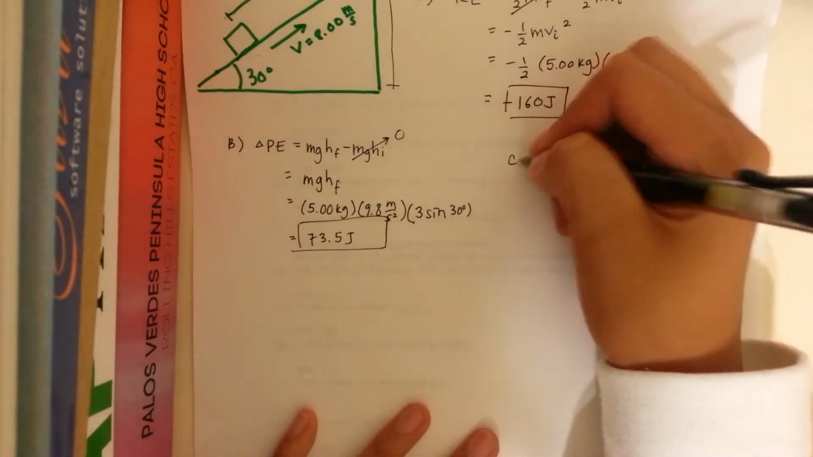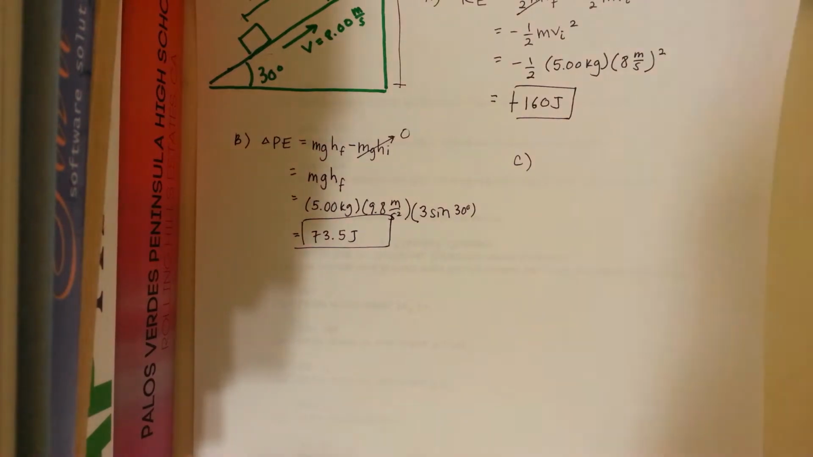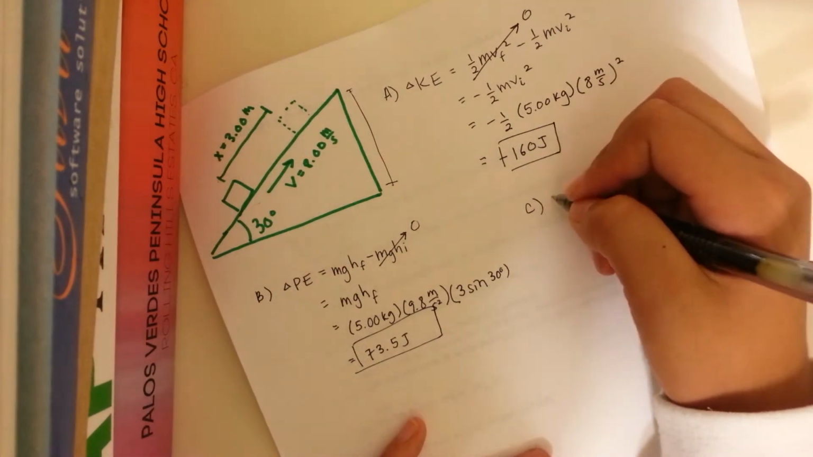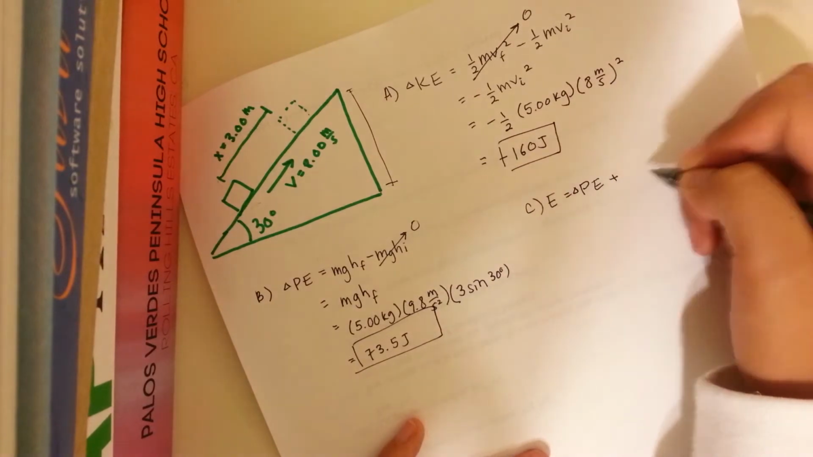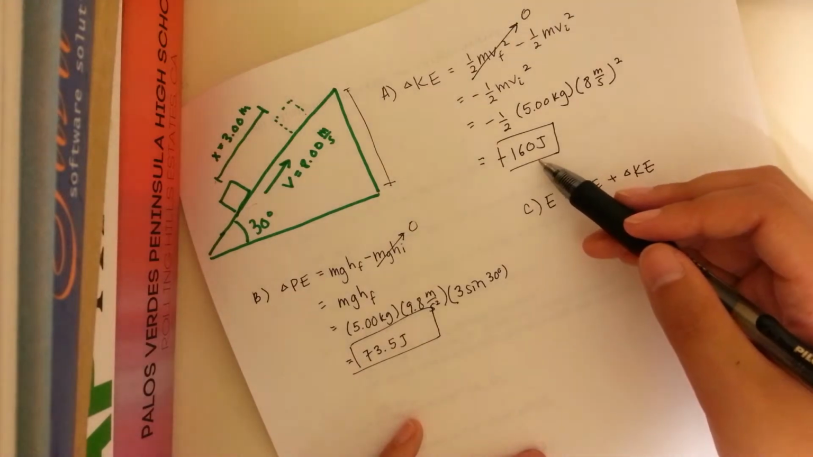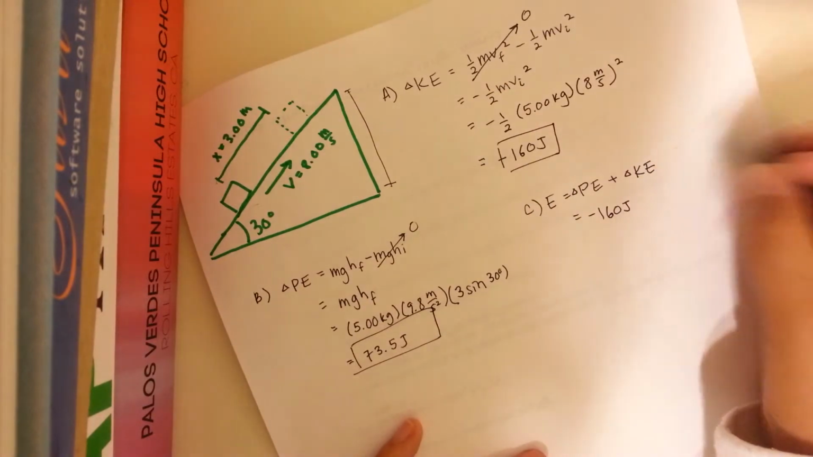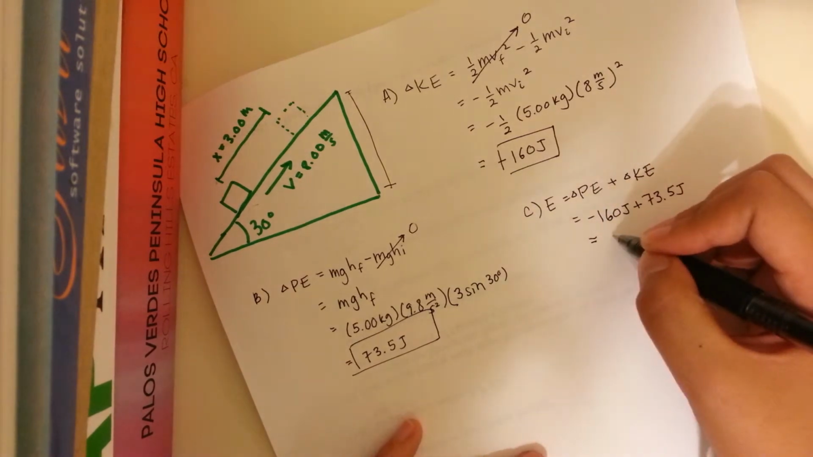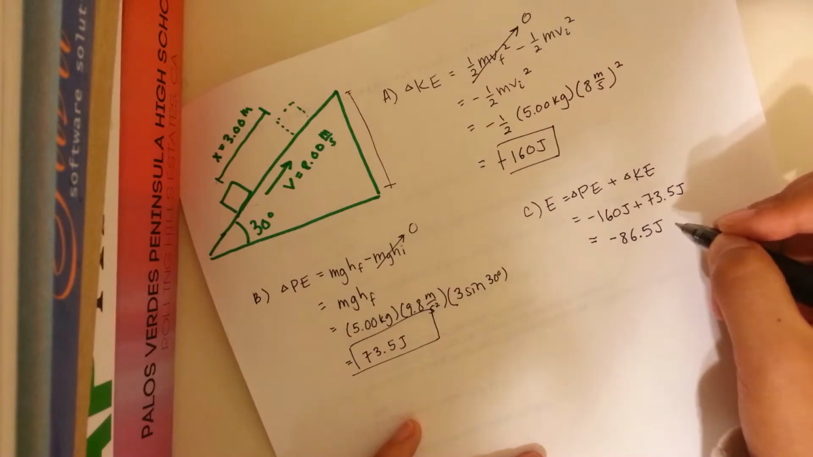So for part C, you need to find the friction force exerted on the block. First, you need the total mechanical energy, which is the change in potential energy plus the change in kinetic energy. You found these already in part A and part B. So you'll have negative 160 joules, which is the kinetic energy, plus 73.5 joules. That will give you negative 86.5 joules.